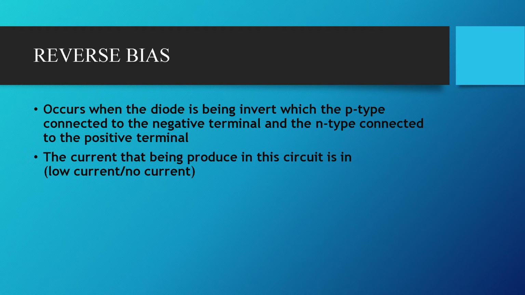Now I will explain about reverse bias. First, it will occur when the diode is being inverted, which is the p-type connected to the negative terminal of the voltage source and the n-type connected to the positive terminal of the voltage source. Due to the inverting style, the current that is produced in the circuit is low current or no current at all.